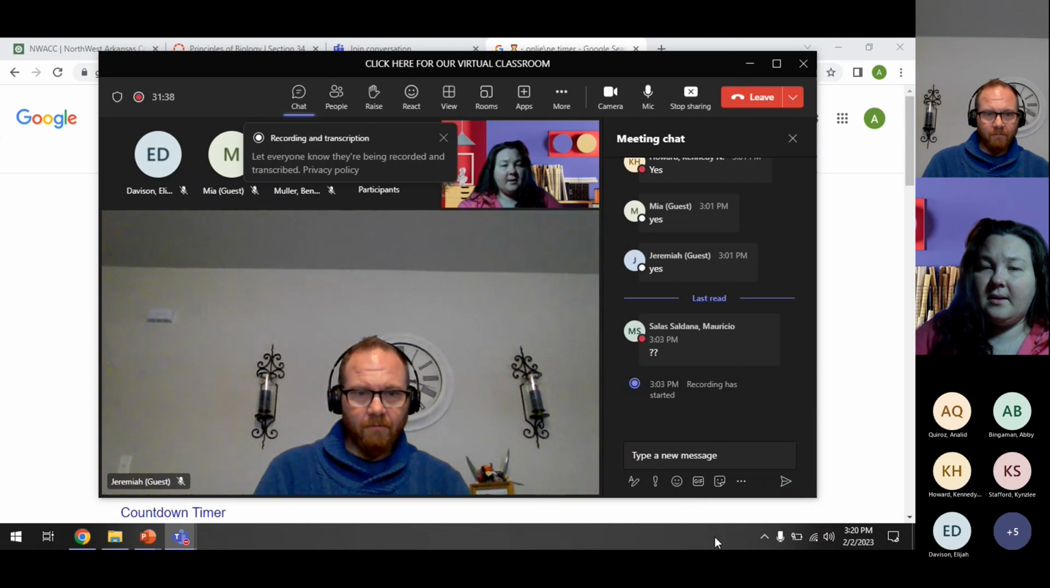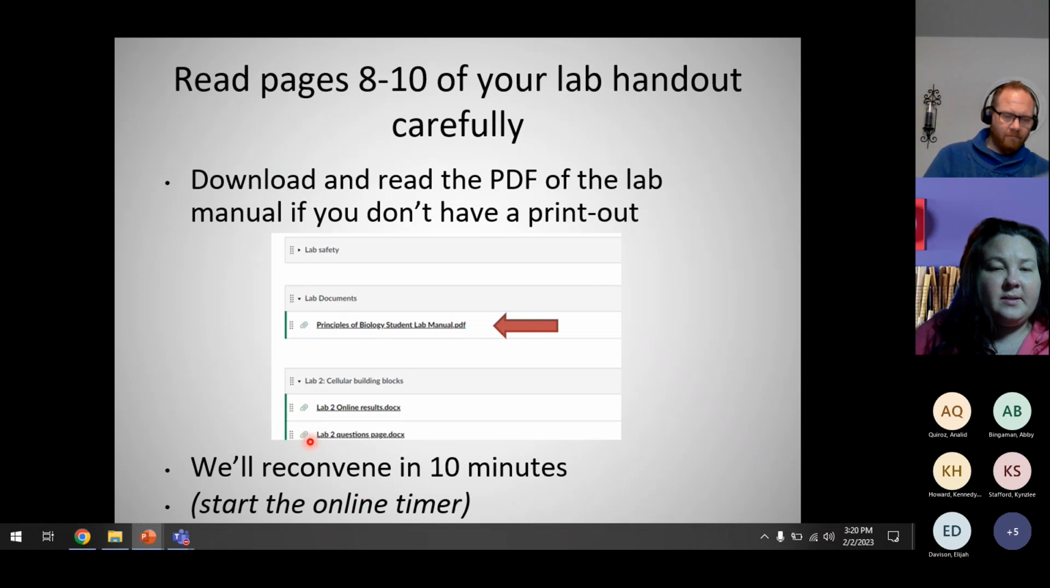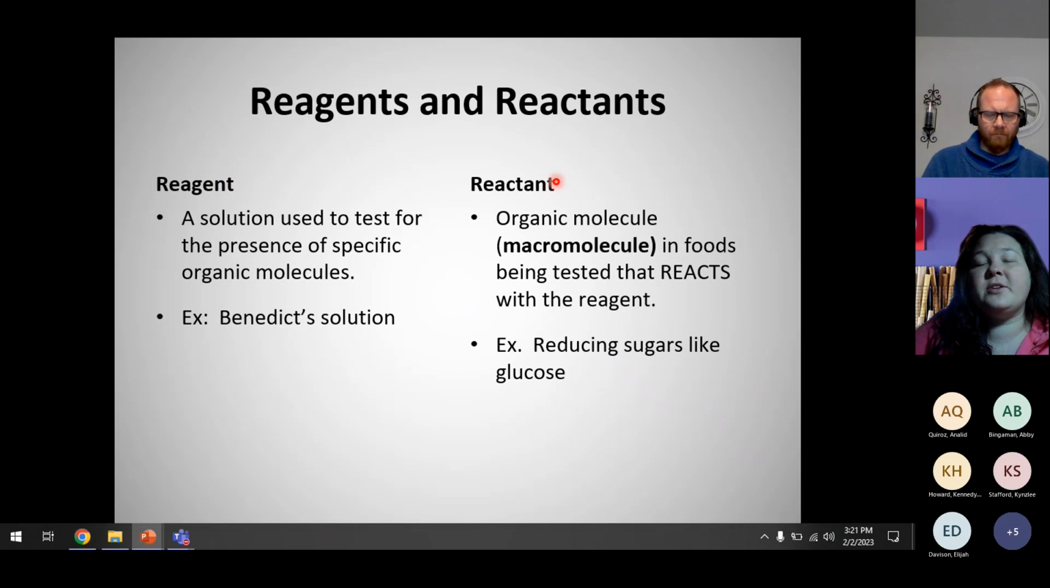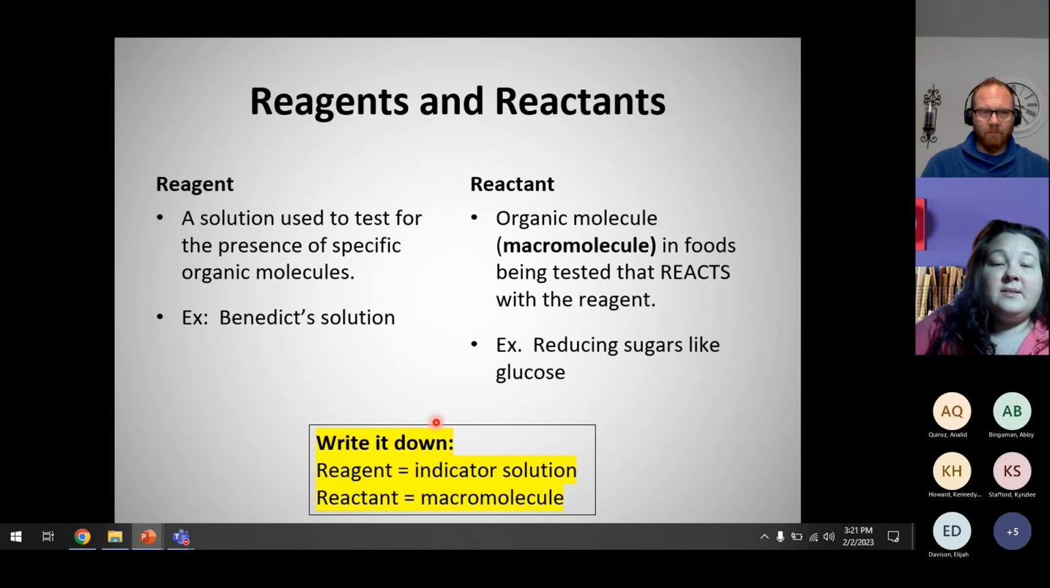Okay, that concludes our 10 minutes. So let's go back to the PowerPoint. First two terms that you're going to need to know are reagent and reactant. A reagent is a solution used to test for the presence of specific organic molecules. We're testing for things using the reagent. And then the reactant is whatever you're testing for. The reactant reacts to the reagent. This I want you to write down. Reagent equals indicator solution and reactant equals macromolecule. You will need that for one of the post-lab questions.